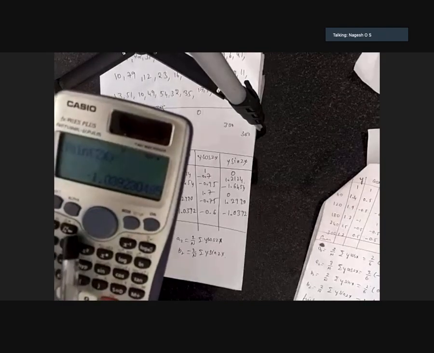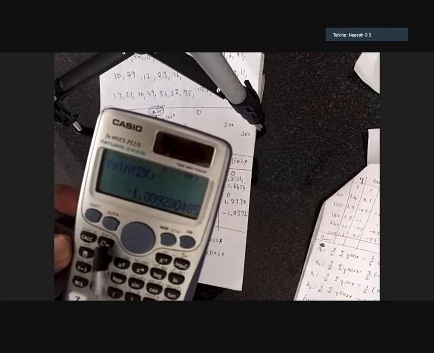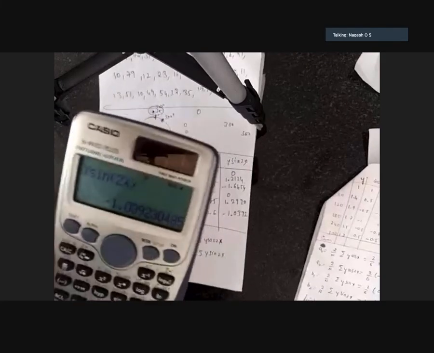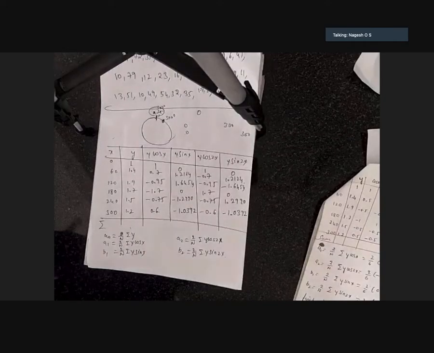Below alpha, colon is there. Here, this one. Below alpha, colon, this button. This button is colon. Okay. This much values you will get.